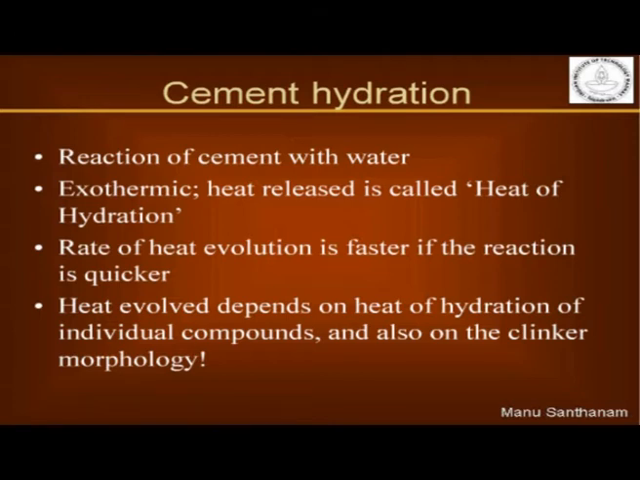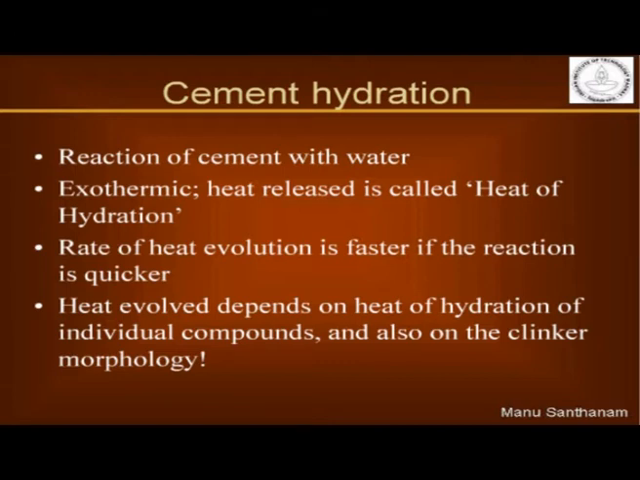The rate of heat evolution is generally faster when the cement reaction happens much quicker, and the heat evolved in a cementitious reaction depends on the heat of hydration of the individual compounds C3S, C2S, C3A and C4AF, and also on the clinker morphology. I mean, we are not just talking about how much of these compounds is present, but in what particle sizes they are present inside the cement, and those particle sizes are governed by the way that cement manufacture happens.